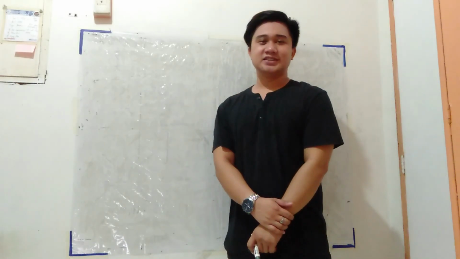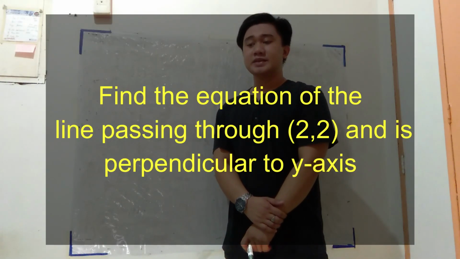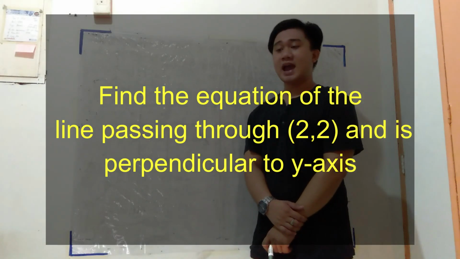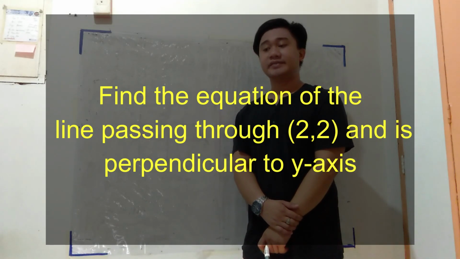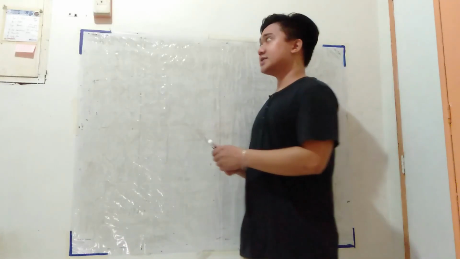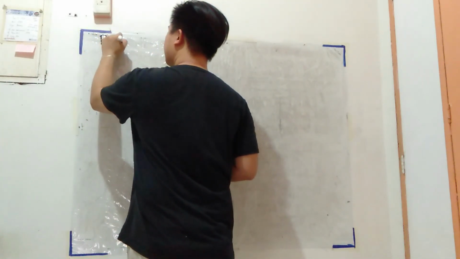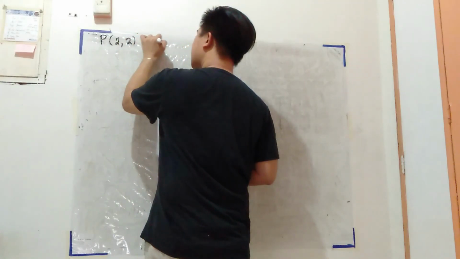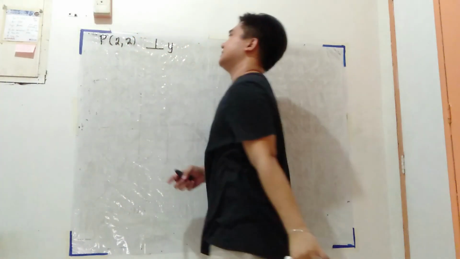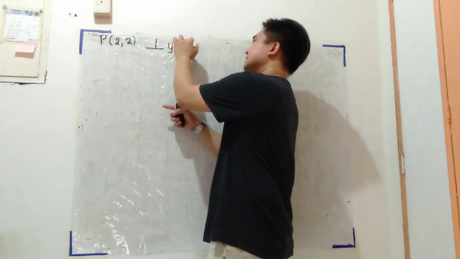So let me read the first question. Find the equation of the line passing through (2, 2) and is perpendicular to the y-axis. So the condition is that the line must be passing through the point (2, 2) and is perpendicular to the y-axis.